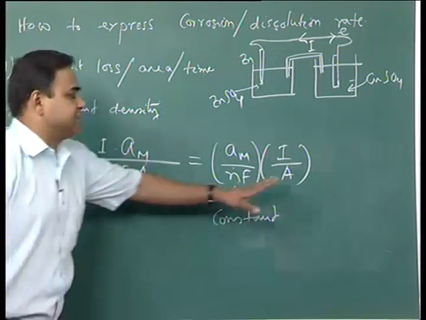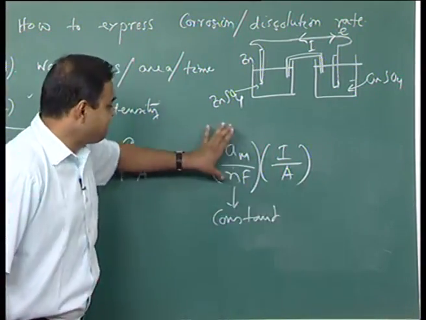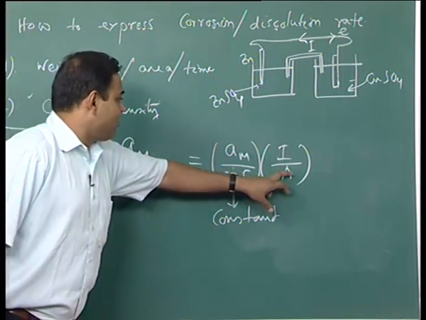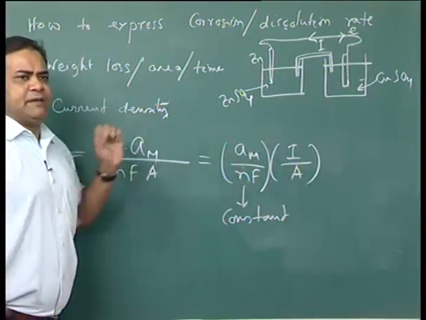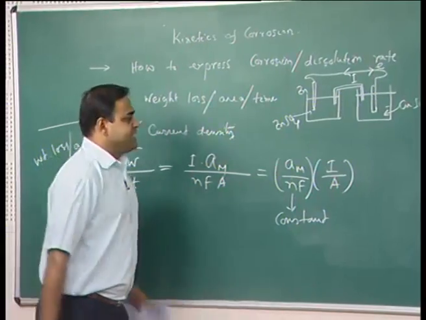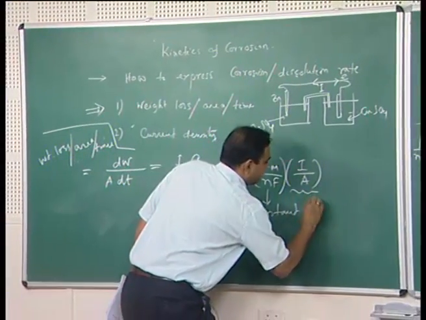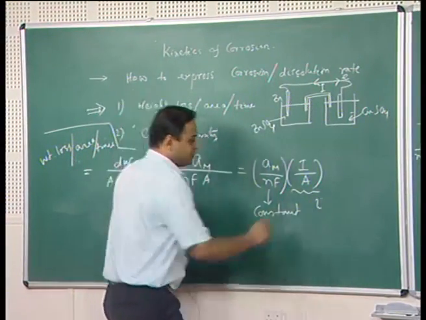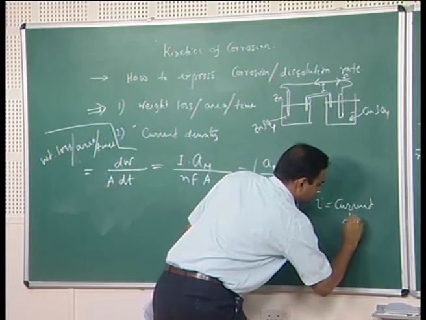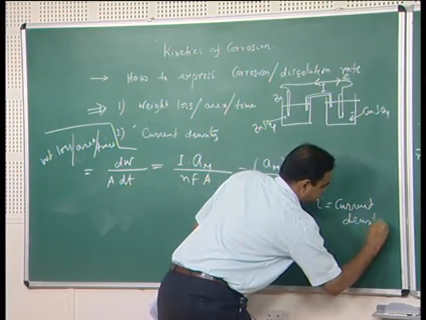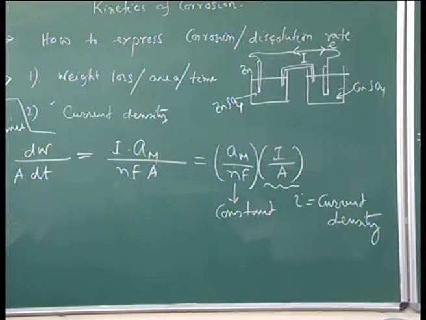So, the only variable is this. Now, if these are constant, you see that the rate of corrosion is exactly proportional to I by A, and I by A is written in the form of small i, which is considered as current density.